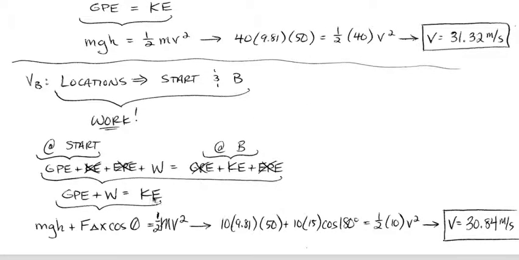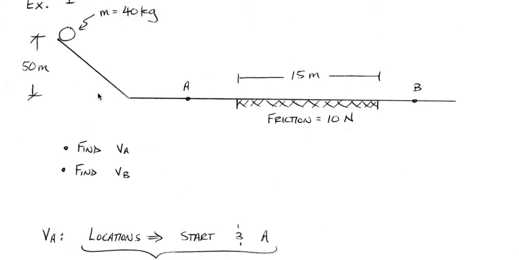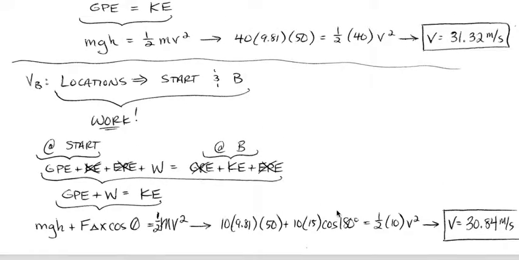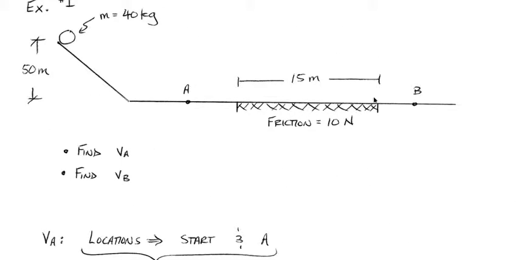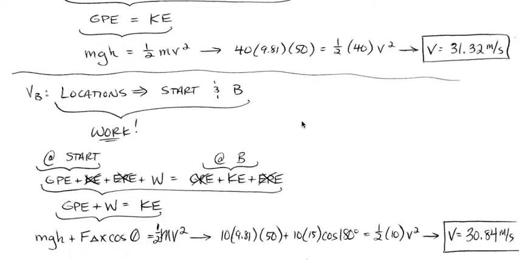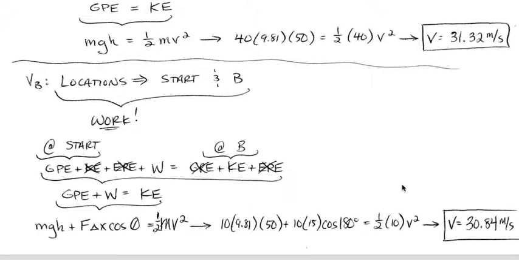So plug in everything we know. The mass is 10, gravity on Earth is 9.81, and the height of this initial hill is 50 meters. The force in the work is the 10 newtons, we're told that up here. The displacement is 15 meters. And because the ball is moving to the right, but friction opposes the motion to the left, that means the angle between them is 180 degrees. So that takes care of the left side.